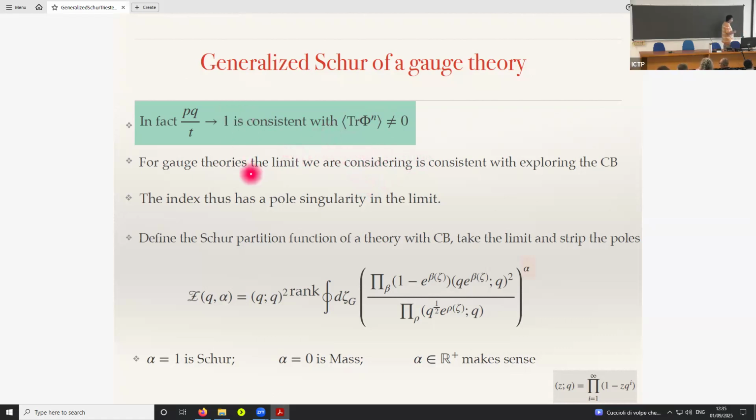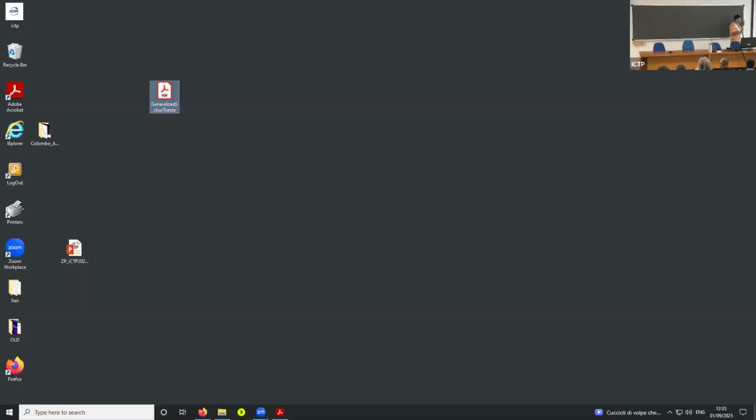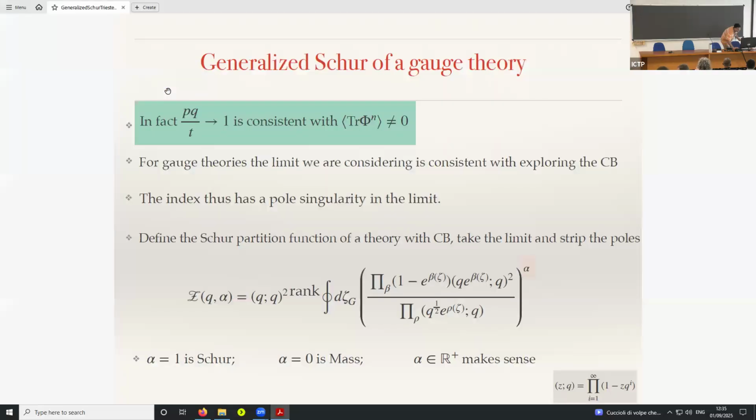So we cannot distinguish between giving literally a mass term, like adding a term m q tilde q to the Lagrangian, to the superpotential, and turning on these vevs. Okay, so I cannot distinguish between these two operations. If you wish, in the index, both of them are done by setting qp over t equals to 1, and we cannot distinguish what we did.